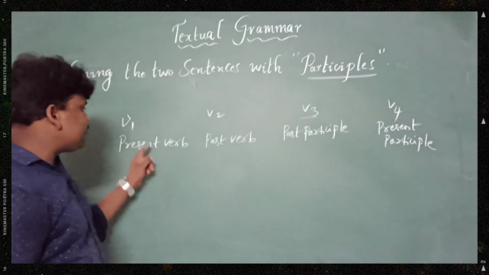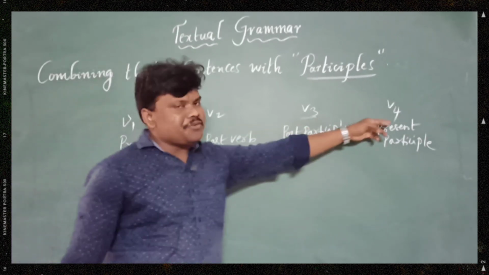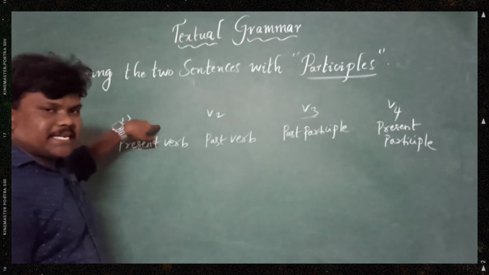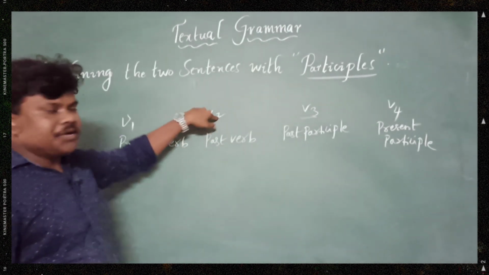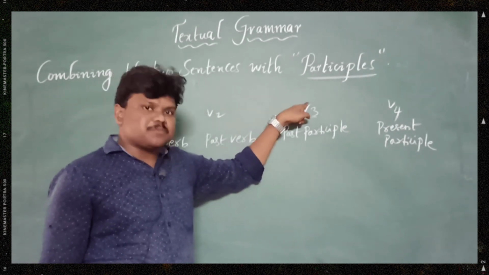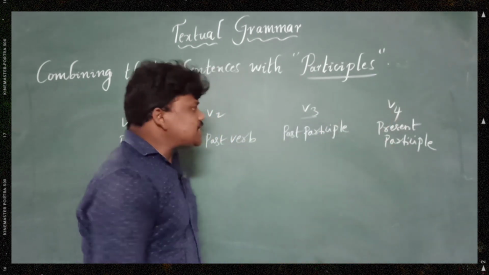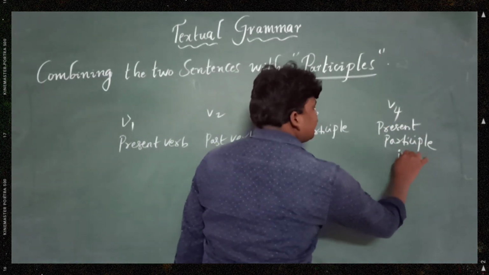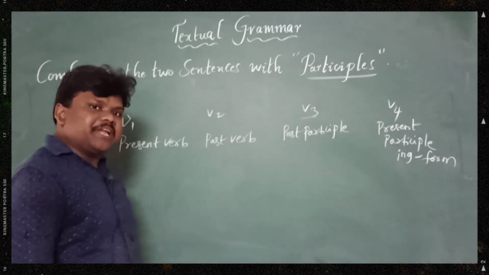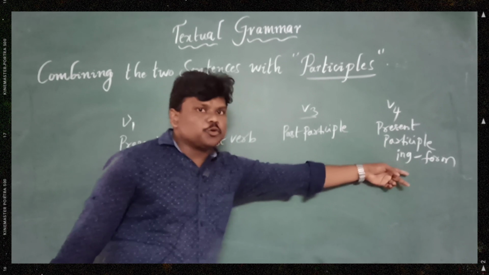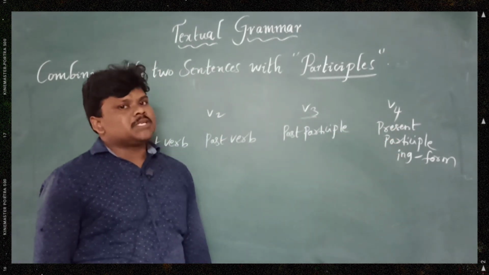Right? Well, let me remind you once. There is V1, V2, V3, V4. V1 is known as the present verb, whereas V2 is known as the past verb. V3 is known as the past participle. V4 is known as the present participle, which we can call the ing form. If we add ing to V1, we will get V4, that is called a participle.